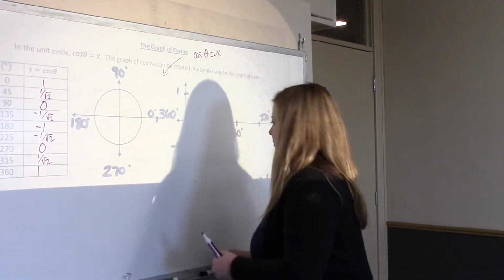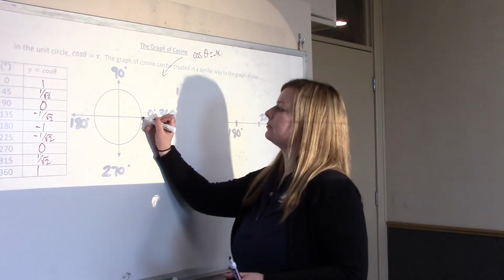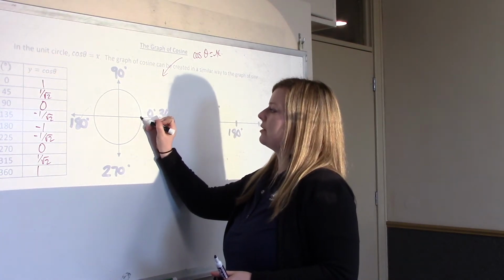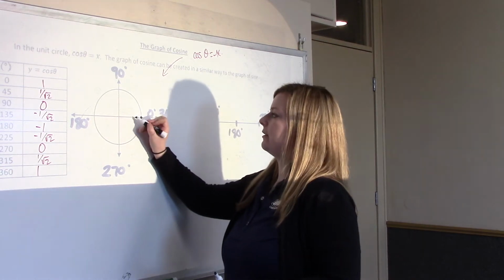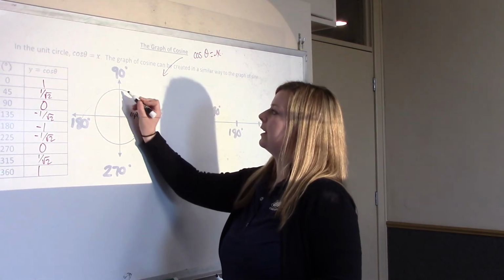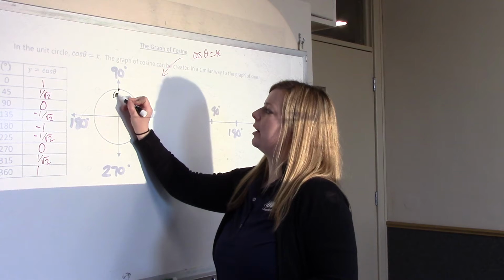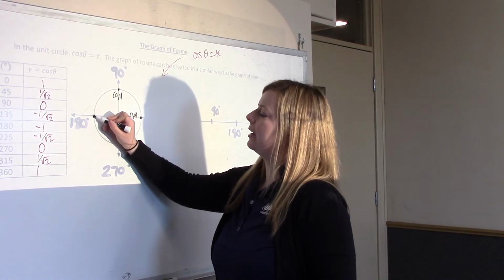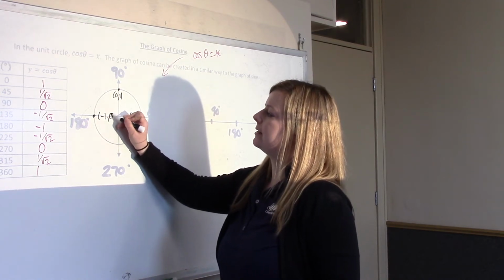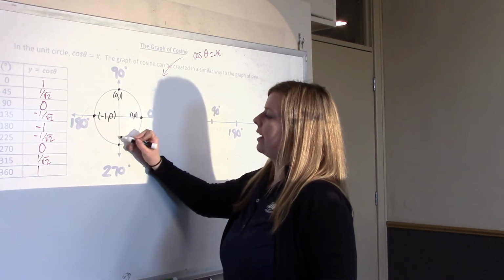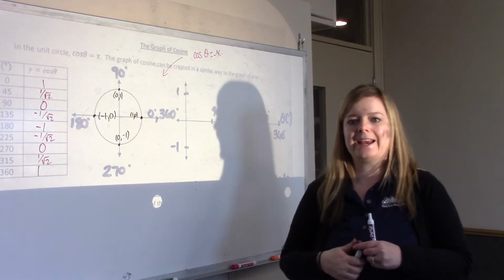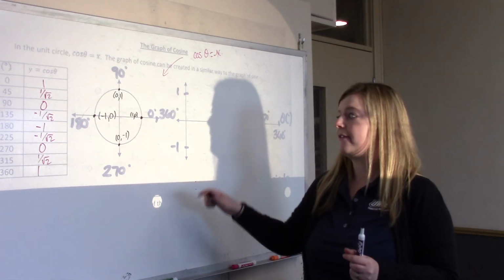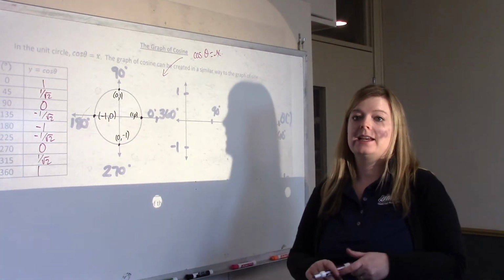So let's label the coordinates again. So remember, this is a unit circle, so its radius is 1. So x, y, this coordinate is 1, 0. This coordinate is 0, 1. Here we have negative 1, 0. And finally 0, negative 1. So now today we're paying attention to the x values, not the y values, the x values, because that is equal to cos theta.